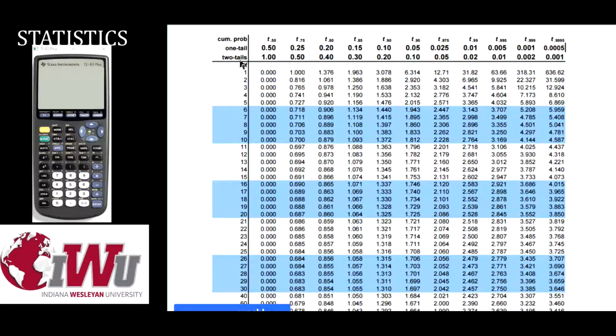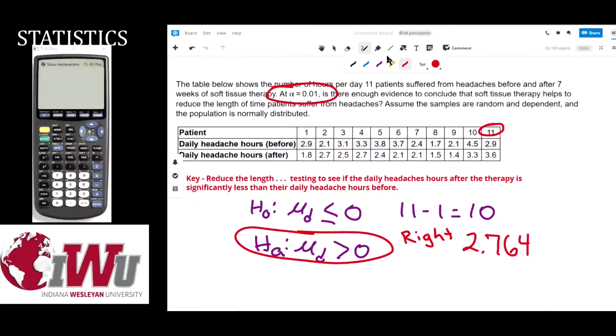Now remember, for the two tail, the table actually calculates that for us. That's why we didn't have to do anything with the alpha divided by 2. This time we're on the one tail column, at 0.01, so right here. We had a degrees of freedom of 10, so right here we go. 2.764. This 2.764 is going to help indicate our critical region.